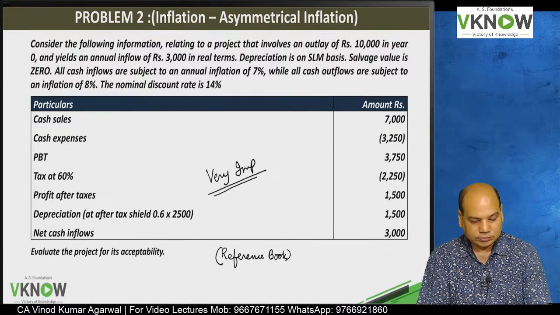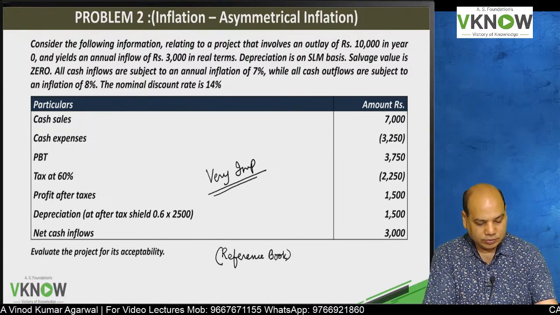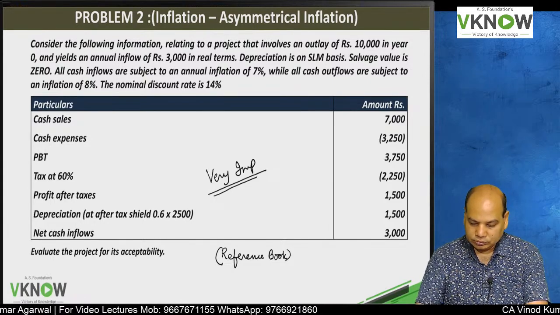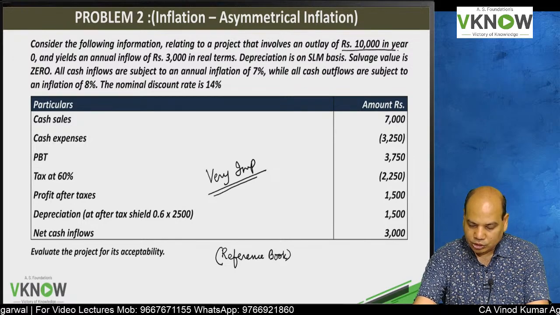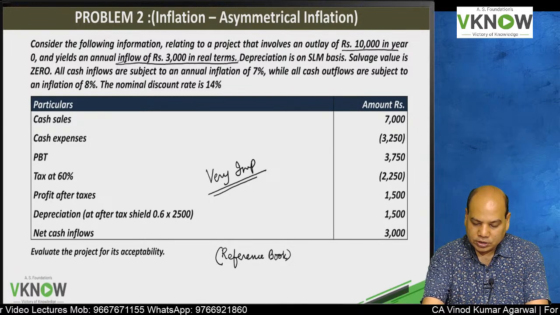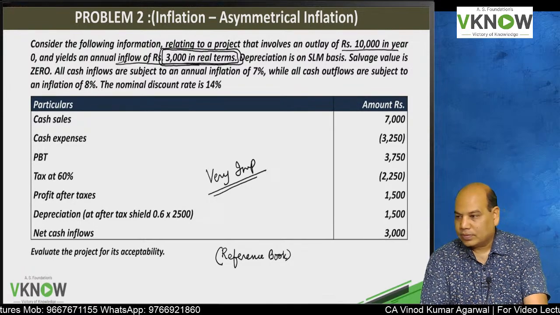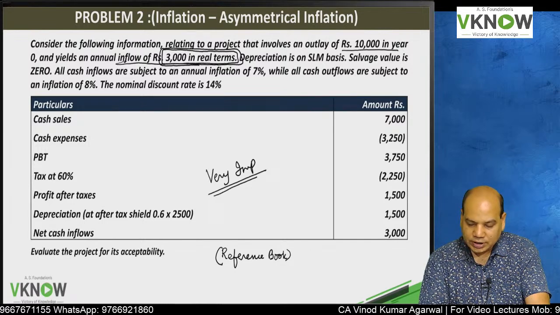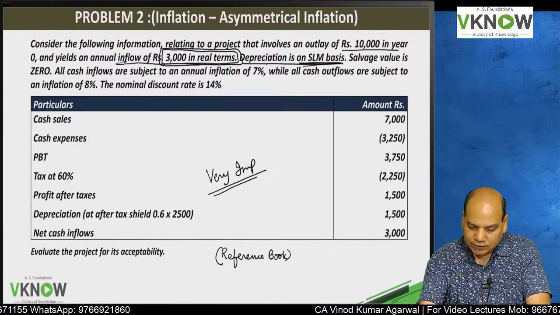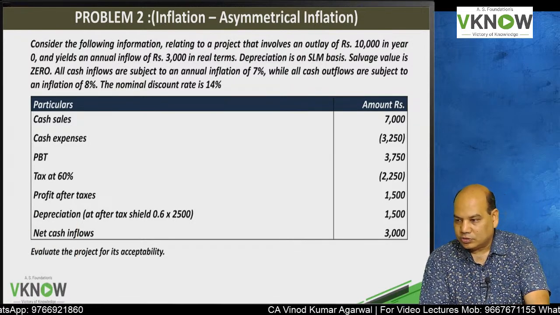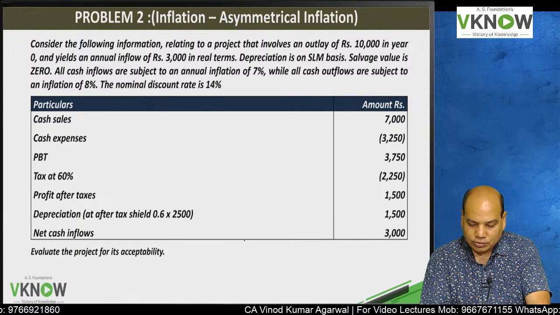Consider the following information relating to a project that involves an outlay of rupees 10,000 in year 0. First, year 0 outflow 10,000, and yields an annual inflow of 3,000. Underline: in real terms. The cash flow is in real terms. Depreciation is on straight line method. This time depreciation is also there. Salvage value is 0.